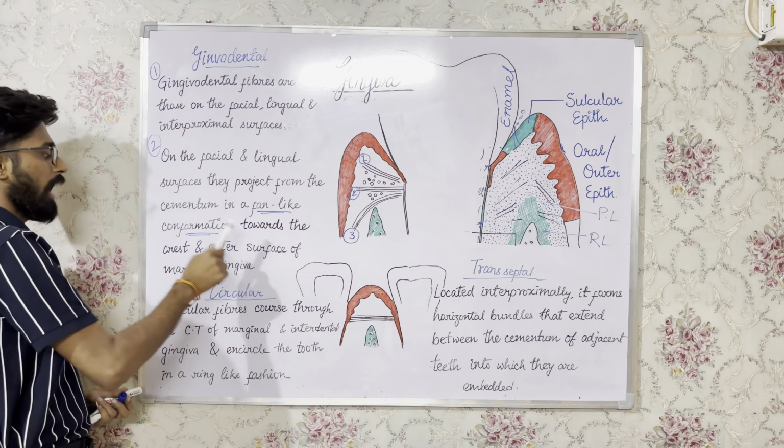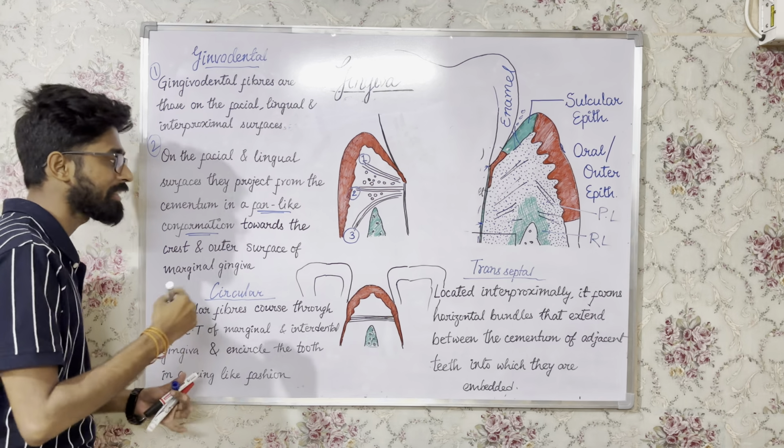Towards the crest and outer surface of marginal gingiva. Now let's simplify this. If you see, this is the teeth. Okay, this 1, 2, 3. These number 1, number 2 and number 3 are the gingivodental or dentogingival fibers. In the diagram you will mark this 1, 2, 3 as the dentogingival fibers.